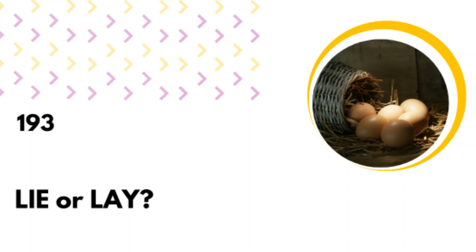Another point to remember is that lie is an intransitive verb, which means it doesn't take an object, while lay is a transitive verb, which means it requires an object. For example, I want to lie down, no object, and she lays the table for dinner, with the object. Now let's go into details.